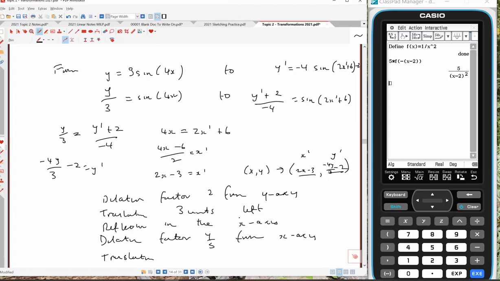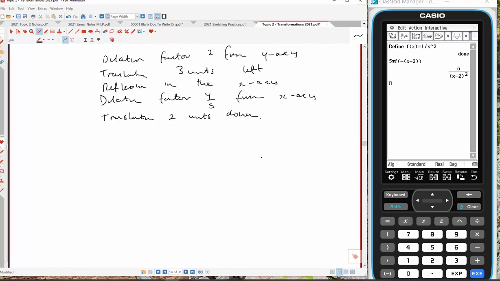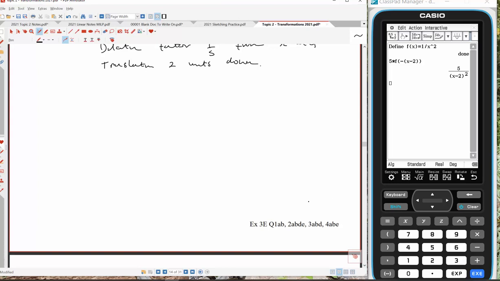and this -2 here is a translation. Excuse the handwriting, everything's gotten worse as this one's going on. Translation 2 units down. Okay. All right. So job today, get 3E done.